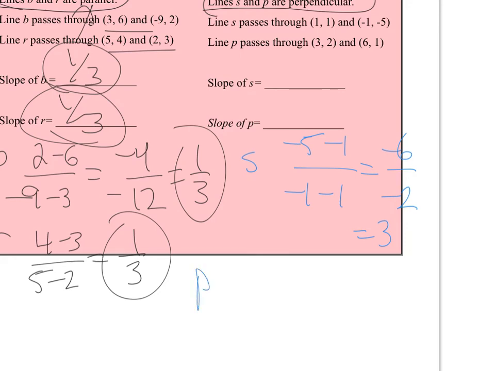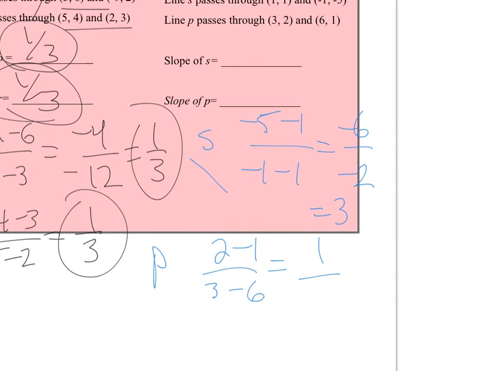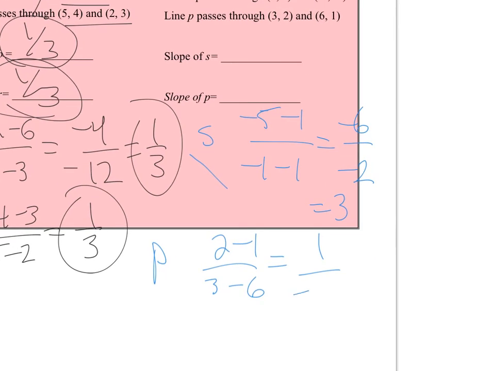P is going to be 2 minus 1 over 3 minus 6. Okay, so that's going to give me 1. Something's not right here. Negative 5 minus 1, negative 1 minus 1. So that's fine. Here, I'm going to go 2 minus 1, 3 minus 6. Nope, that's what I want. Never mind. I'm trying to overthink. So negative 3, and that's what I want.